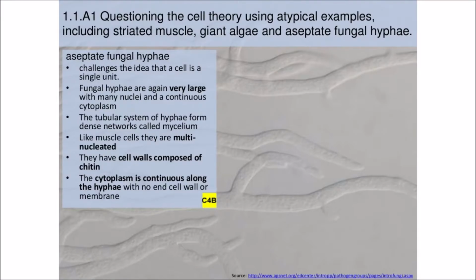Another exception to the cell theory is the aseptate fungal hyphae. It challenges the idea that a cell is a single unit because the cytoplasm is continuous. It is not separated by plasma membranes or cell walls. They are also multinucleated like muscle cells.